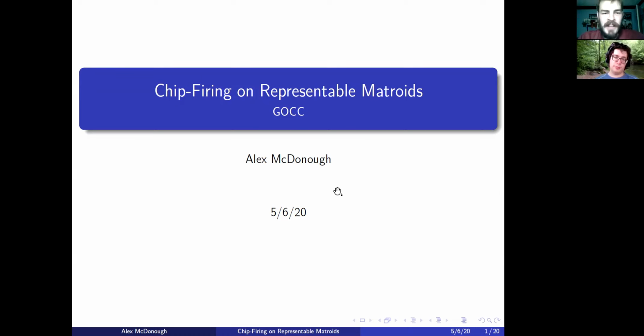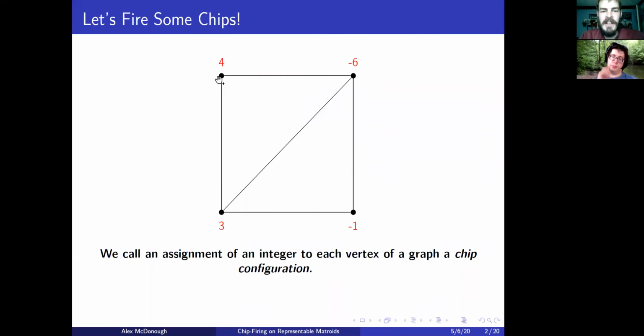So today I'm going to be talking about chip firing on representable matroids. First, I want to talk about what chip firing is in the traditional sense. We're going to have a graph, and we're going to put numbers on the vertices of the graph. These all have to be integers, and we can think of these as chips. I don't know what kind of chips. I think usually people do poker chips. I usually think of potato chips because it doesn't make any less sense.